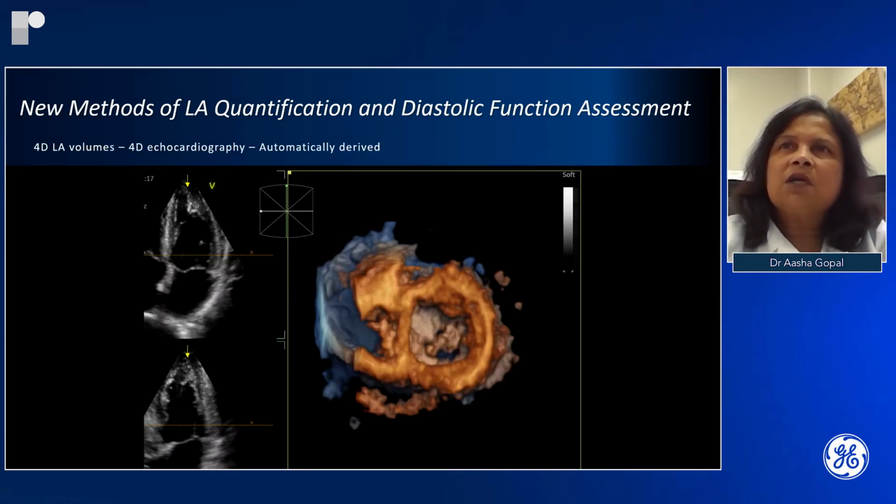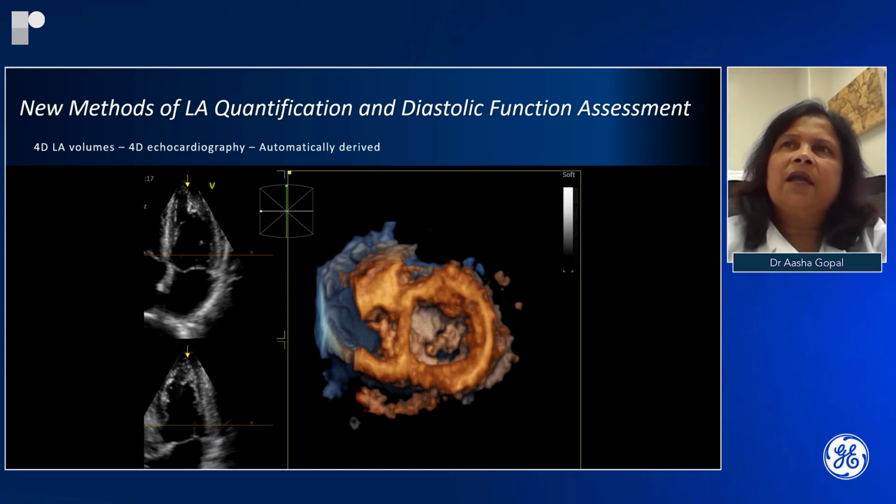In order to address the limitations of the older methods, new 4D methods of LA quantification and diastolic function assessment are available. Here, a 4D image is being acquired where the left atrium is fully covered. It can be either a full volume or a zoomed acquisition. The frame rate should be 12 or higher. This is for a transthoracic application that is available on the Vivid E95 and EchoPack.